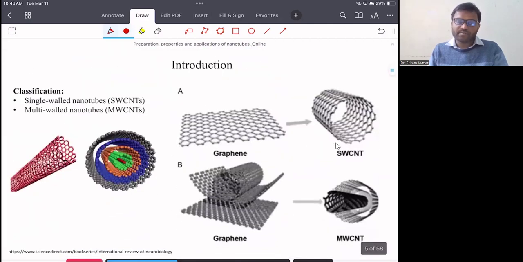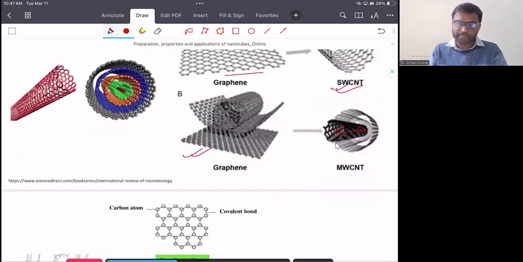If you want to understand how to make single wall CNT and multi-wall CNT, we have a structure. If we start with a single layer of graphene and roll it up, that becomes a single wall CNT. However, if you have multiple layers, maybe 2, 3, 4, or 5 layers of graphene sheet, and this rolls up, then you have a multi-wall CNT. That is the only difference between the single wall CNT and multi-wall CNT.